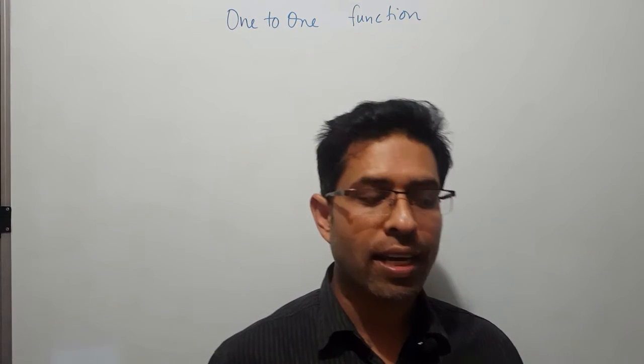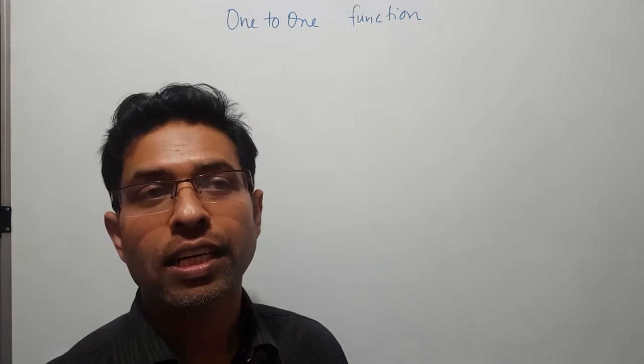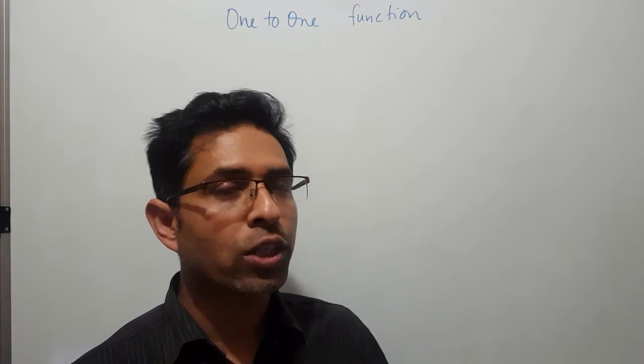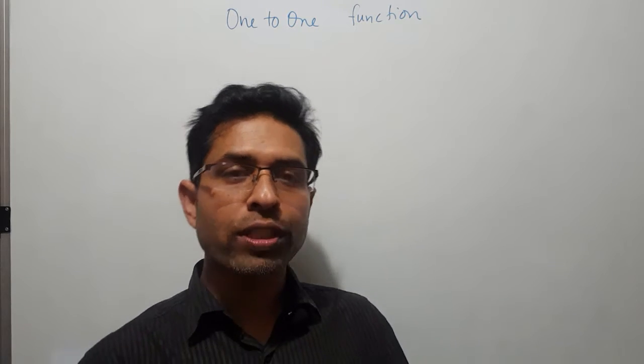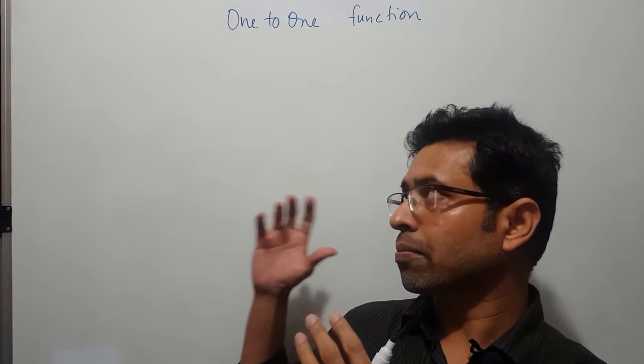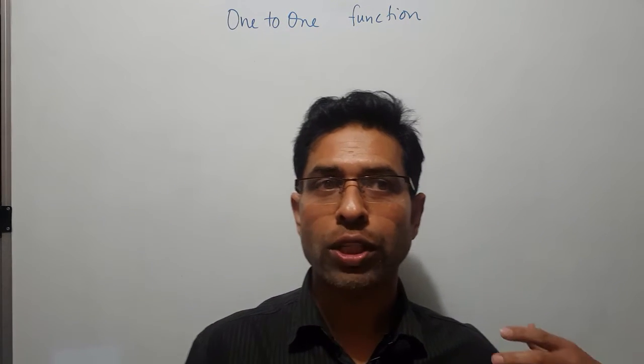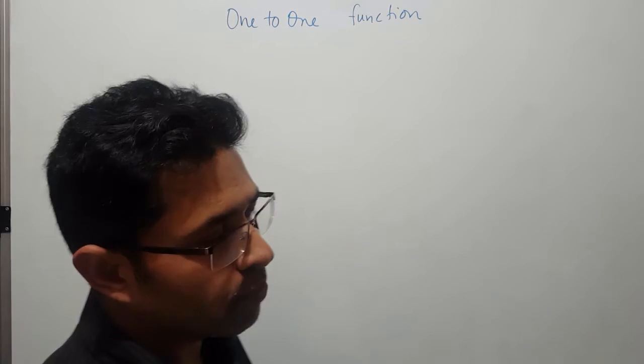As I mentioned in another video, in order to find the inverse function of a function, the function itself should be a one-to-one function. So how will we determine whether it is one-to-one or many-to-one? Now we are going to look at some functional graphs, and from there we will try to determine which one is one-to-one and which one is many-to-one.